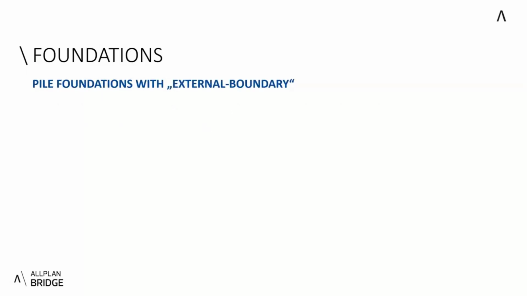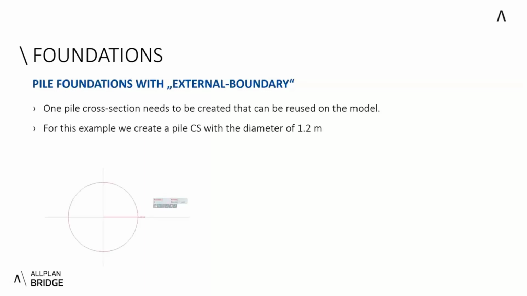The first part will be pile foundations with the use of the external boundary functionality. For this workflow, what first needs to be created is one pile cross-section that can be reused in the model. How do we do this? We create a pile cross-section with a diameter, in this case, of 1.2 meters. We just create one cross-section. We do not need to apply any structural unit to this. We just have this one cross-section sitting in its own cross-section window, and this pile cross-section will be reused all over the model.